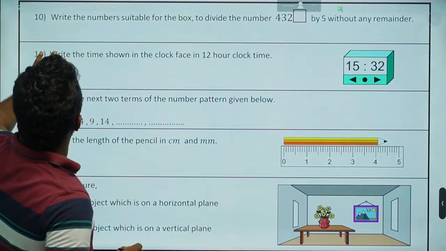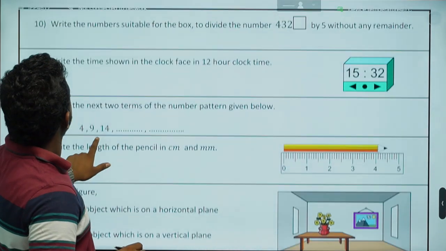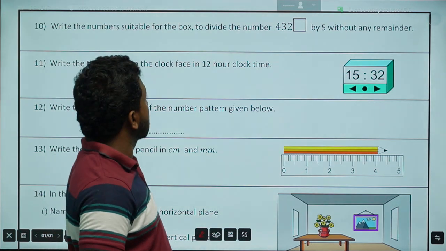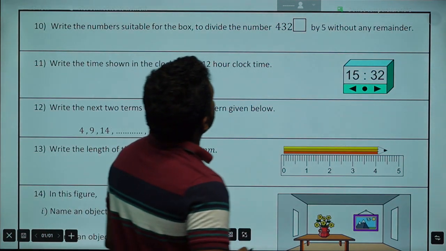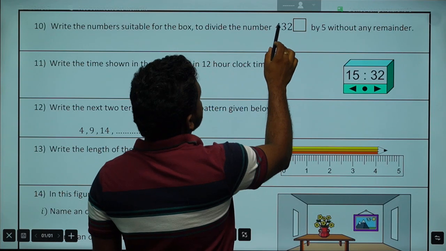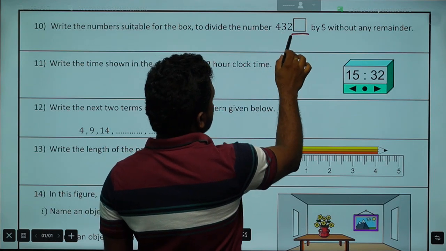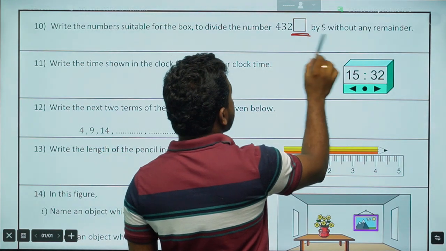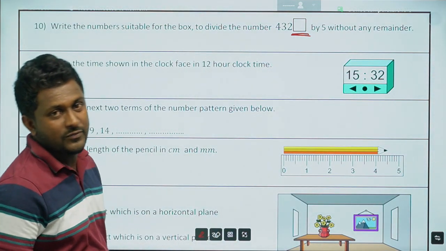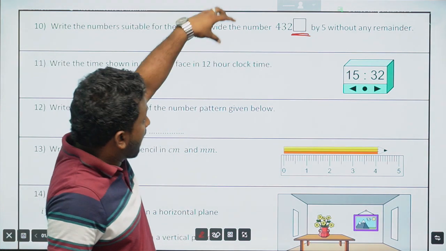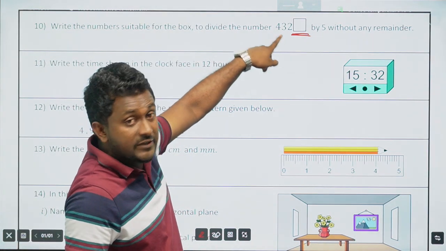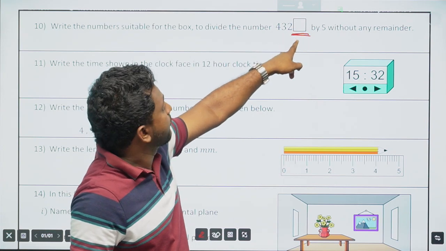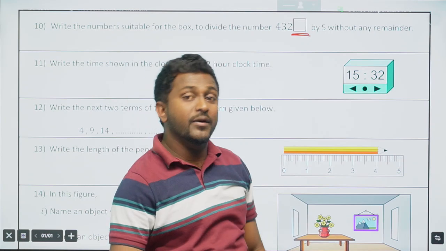Look at the next one. Question number 10. Write the number suitable for the box. To divide the number 4320, we have to put a digit for this blank space to the box by 5 without any remainder. That means we have to divide 4320, there should be value there, by 5 without any remainder.